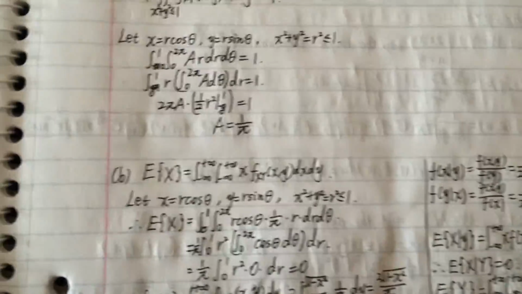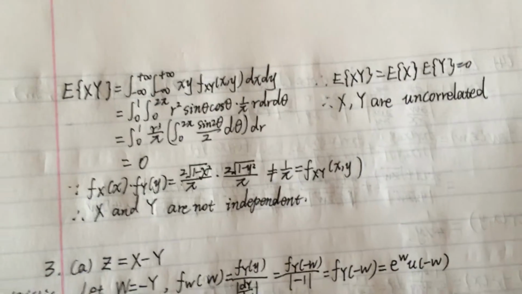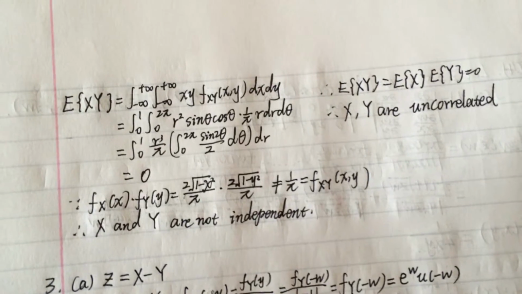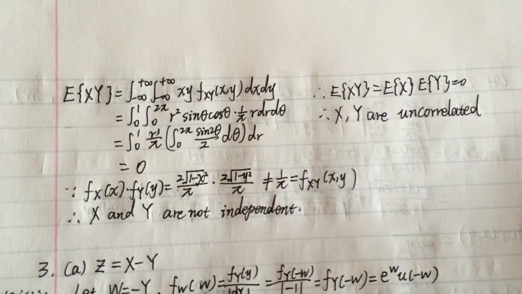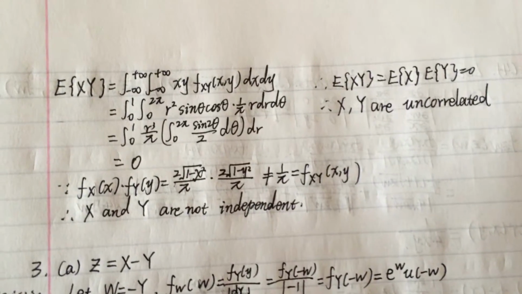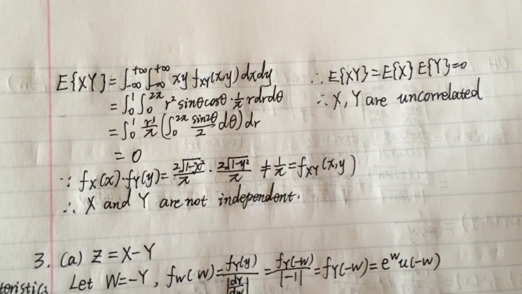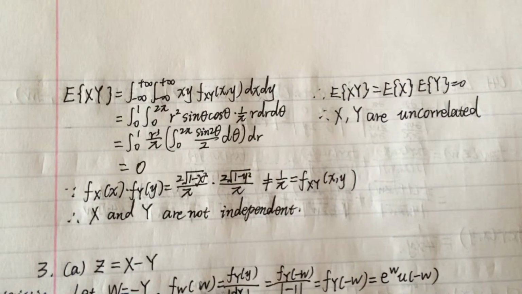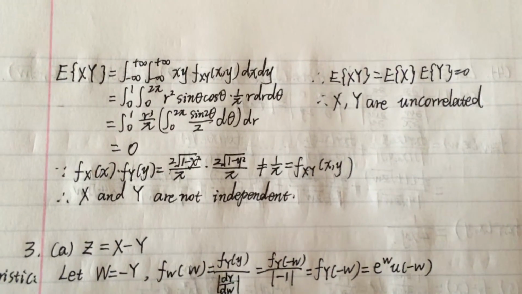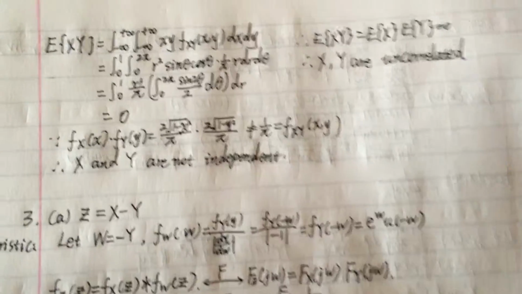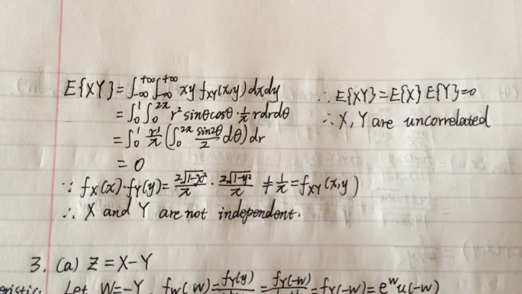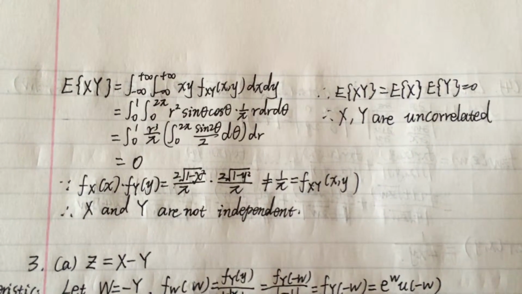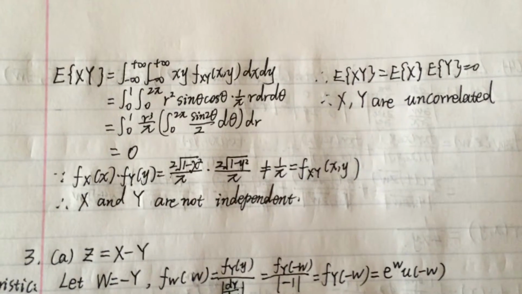And let's begin the final problem. It is proving or disproving x and y are uncorrelated. Sorry, I missed a part of the second question.